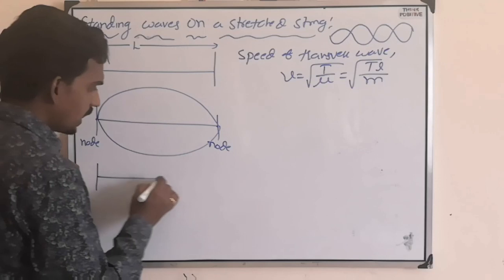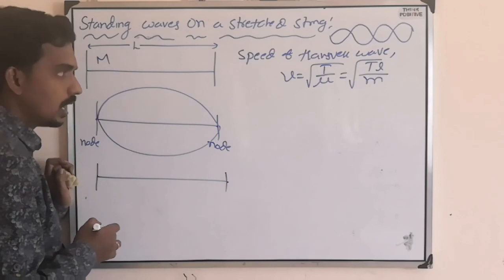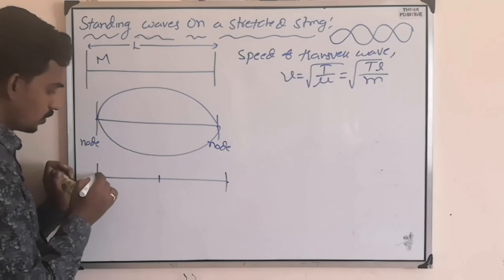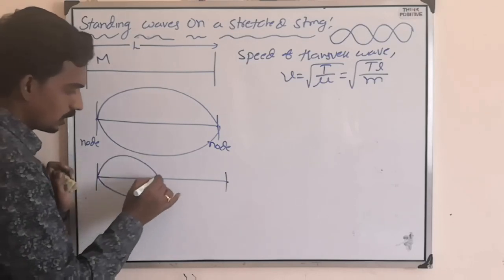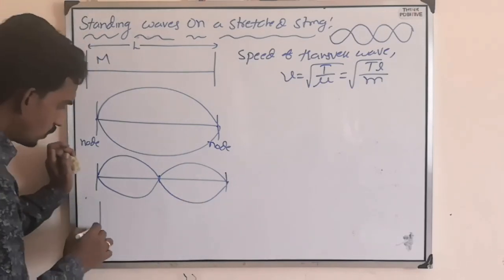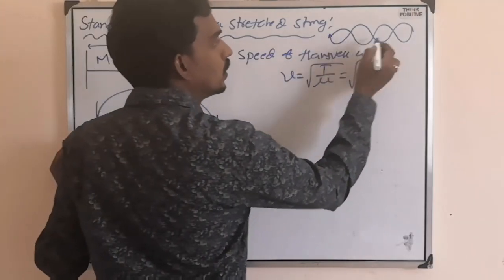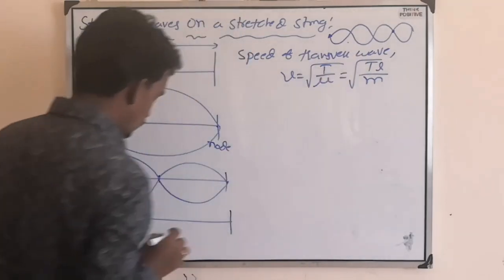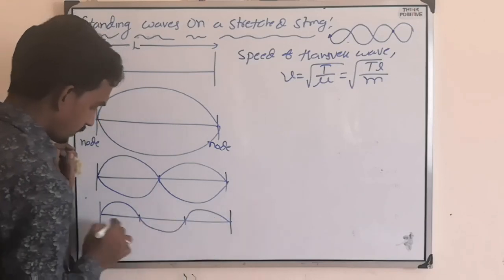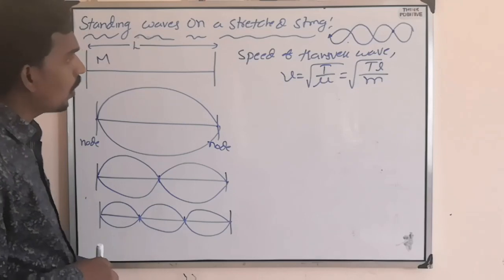The question is, what is the next possibility? The next possibility is: here a node, and between the two nodes one more node also can form, like this. So now the scenario will be like this. Now the next possibility, if you check, between the end nodes two more nodes, 1, 2, then it will come like this.